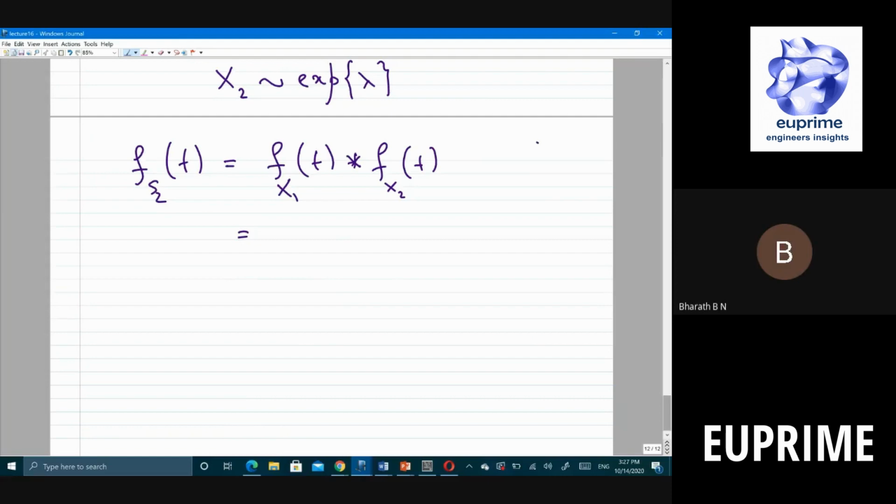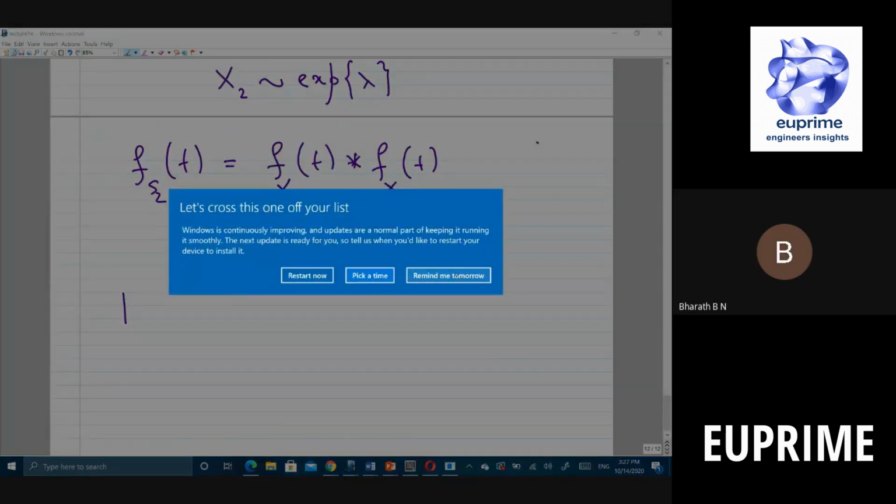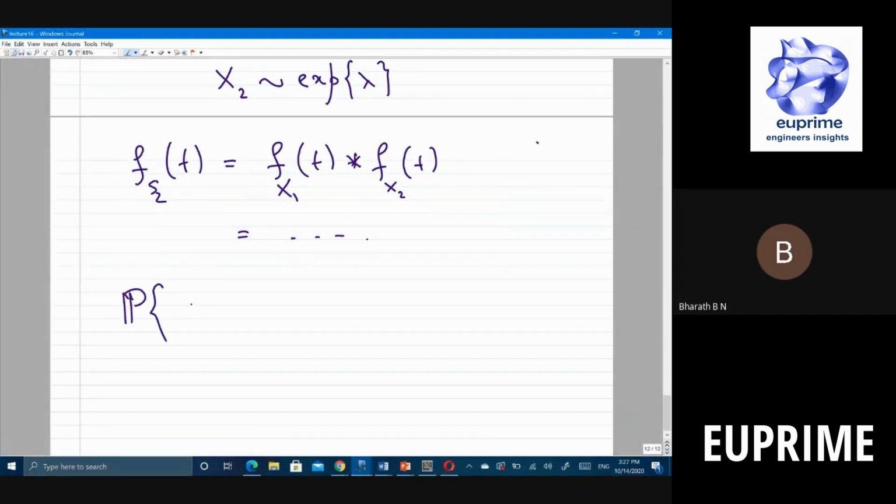Okay, so let's look at this. Let's take the approach of whatever you are saying. Probability of S2 less than t. That's what you are saying, right? This is nothing but probability of S1 plus X2 less than t, where S1 is X1. Do you agree, Rishabh? I'm finding the CDF. So now, what is it that I have to do after this?